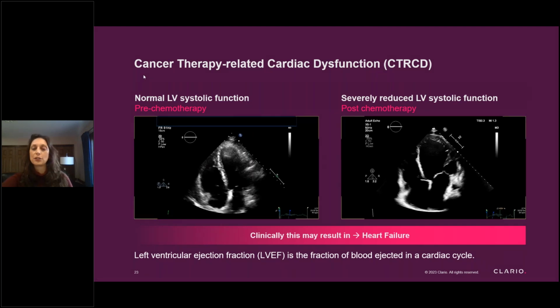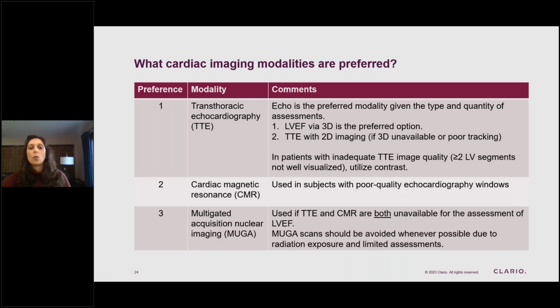So how are we going to monitor this over time? What cardiac imaging modalities are preferred? The primary method is transthoracic echocardiography, or just echo. It's the preferred modality given the type and the quantity of assessment. So you can look at the structure, the function of the heart, systolic and diastolic function.